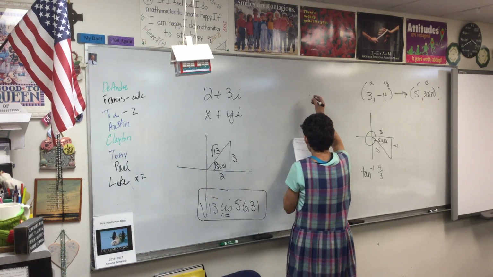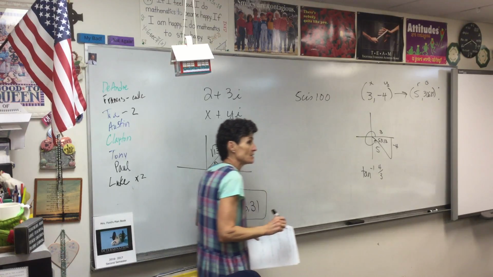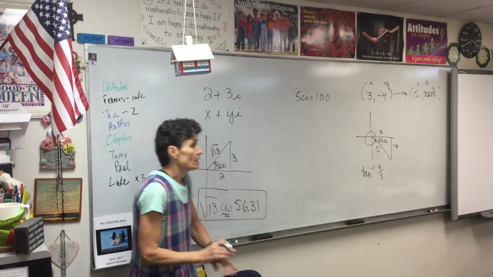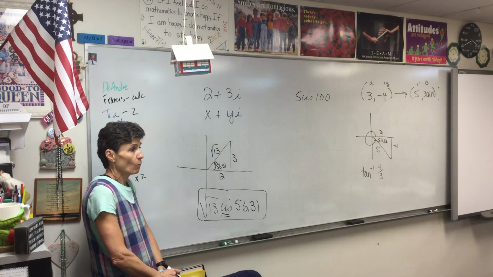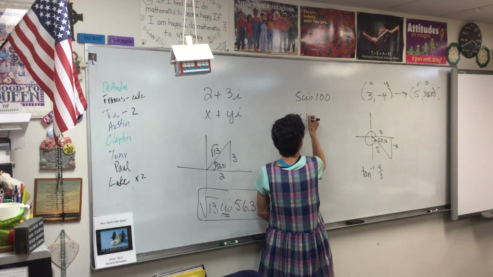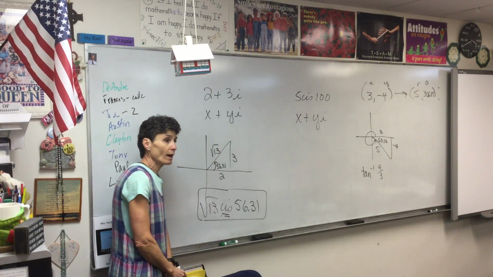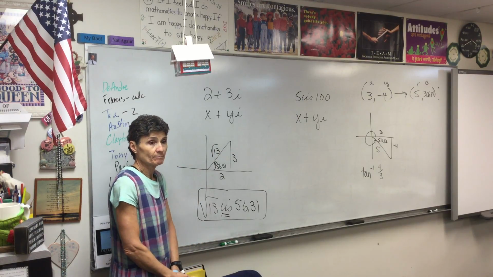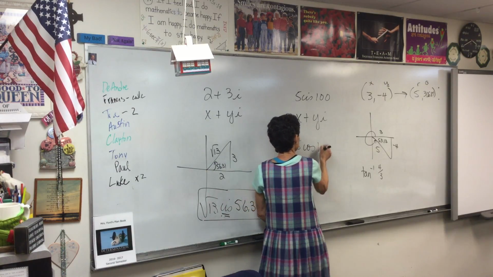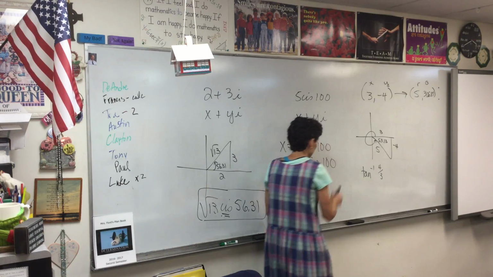Number 4, 5 CIS 100. I need to change that into complex form, rectangular form. That means x plus yi. How do I find x and y? X equals 5 cosine 100, y equals 5 sine 100.